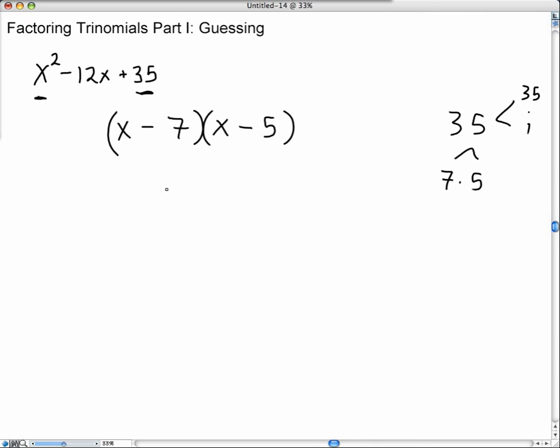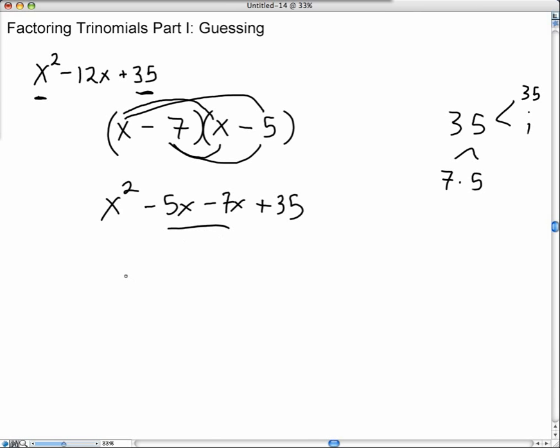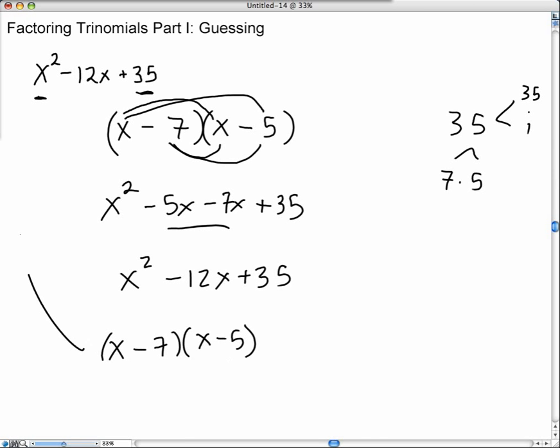And what we can do is we can do the FOIL. So let's do that. X times x gives you x squared. And x times negative 5 gives you negative 5x. And negative 7 times x gives you negative 7x. And negative 7 times negative 5 gives you positive 35. These two terms are alike, so let's combine them, and we get the trinomial back. So x take away 7 times x minus 5 are the two factors that make the trinomial. So those two were easy.